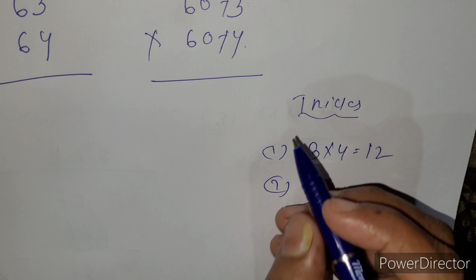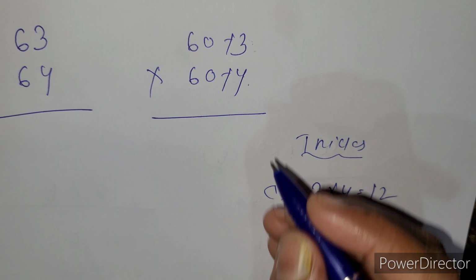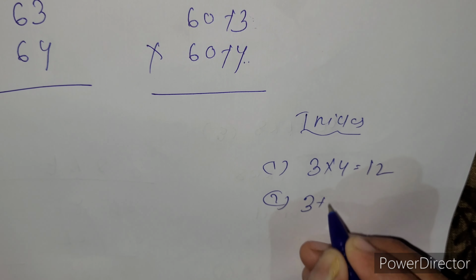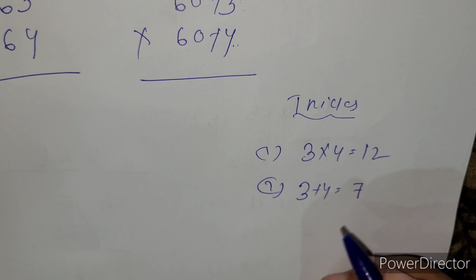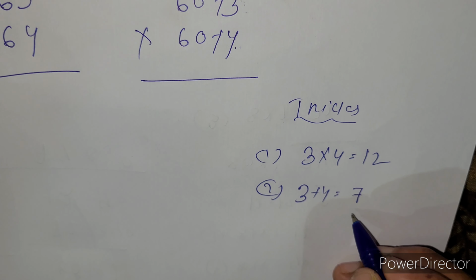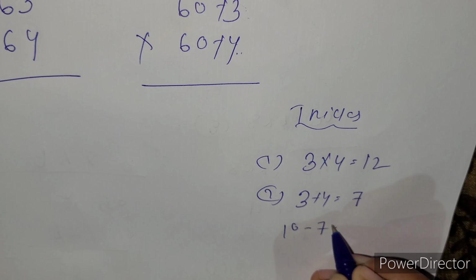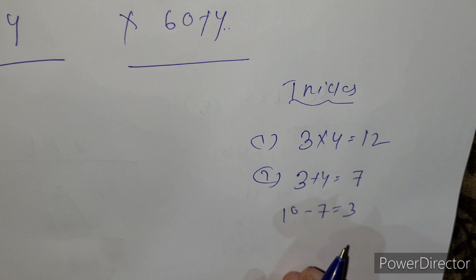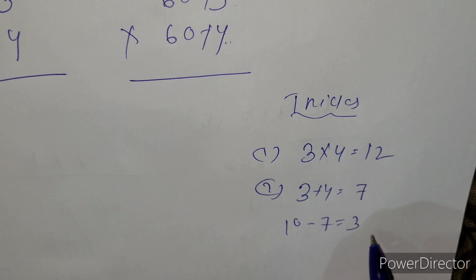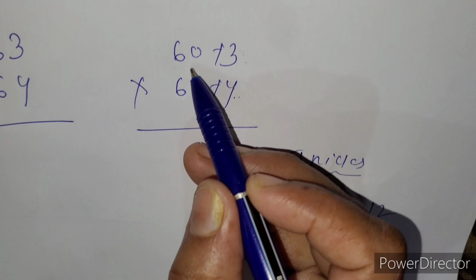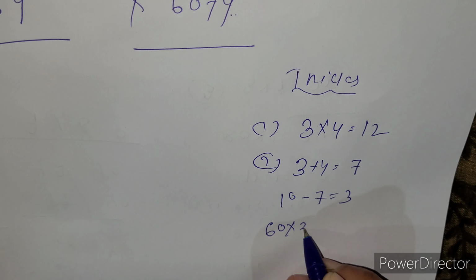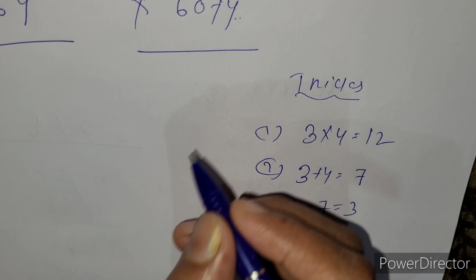Then add the two digits, 3 plus 4 is 7. Then subtract from the nearest round number. The nearest round number is 10, and 10 minus 7 is 3. After subtracting, multiply the result with 60. 60 into 3 is 180.